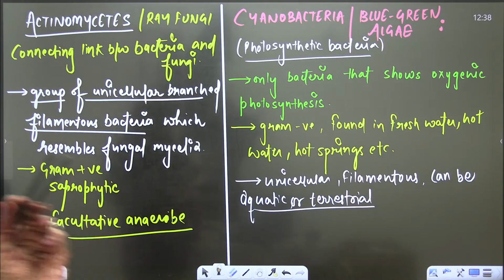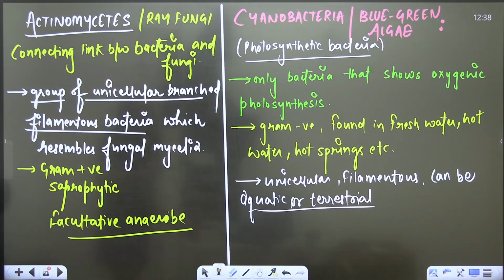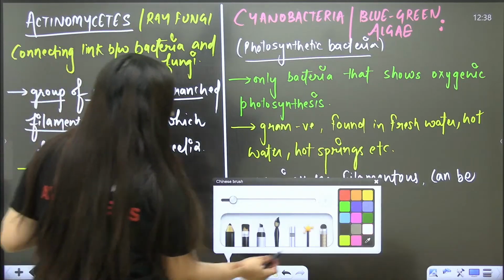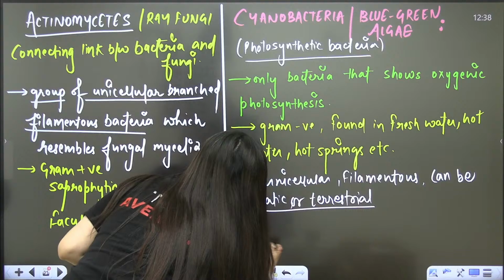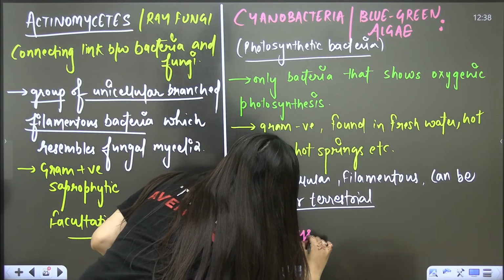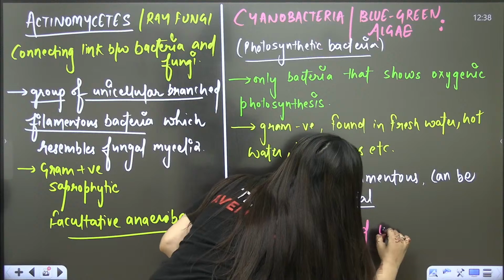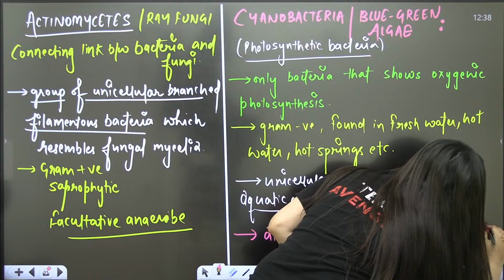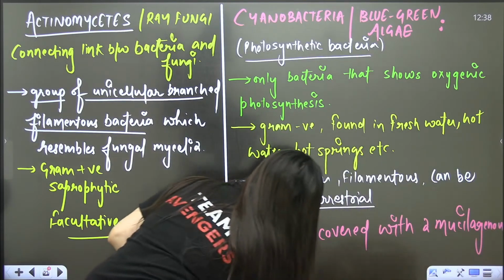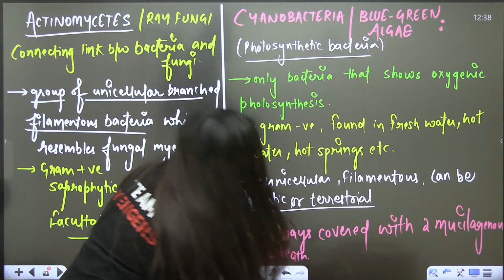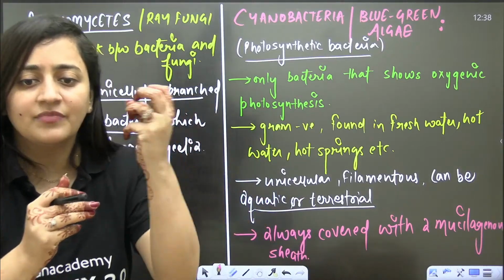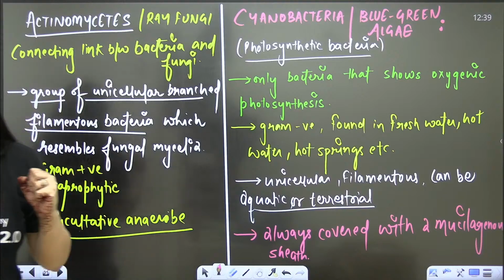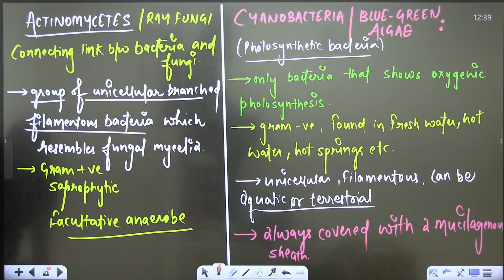So there is something very important related to cyanobacteria. They are always covered with a mucilaginous sheath. Please write it down. A mucilaginous sheath that can absorb water from the surrounding. So cyanobacteria are always covered by a mucilaginous sheath.